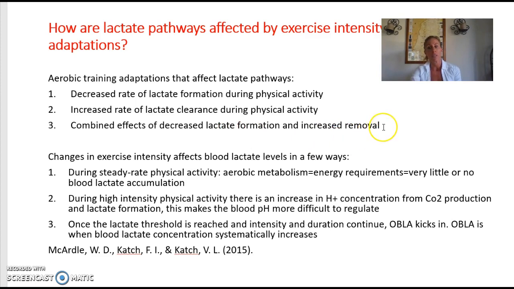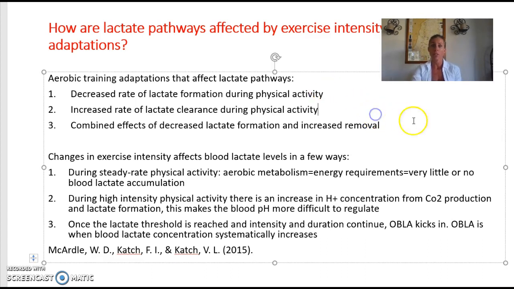Essentially, if you're working at a good aerobic level and your body is trained and adapted to it, you're going to be producing lactate at the same time that your body is starting to clear that lactate out. So we don't have that lactate accumulation. That's obviously an ideal way because you're not going to fatigue that way.